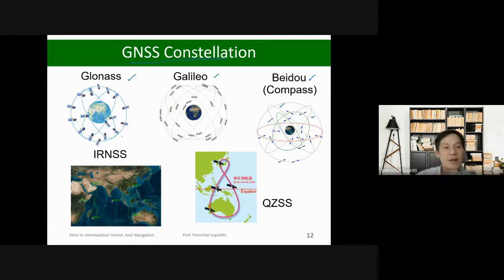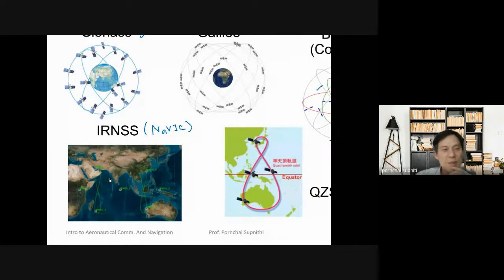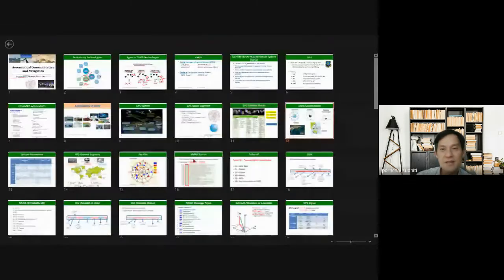Then when we talk about the Indian constellation like NavIC, maybe it's not so clear here. Maybe I can pull up a little bit. For NavIC, the Indian system, you have only two sets of planes like this. Here we look from some type of Skyplot, and you see that it moves like this. They only have 7 or 8 satellites, I think. Yeah, 8 satellites.